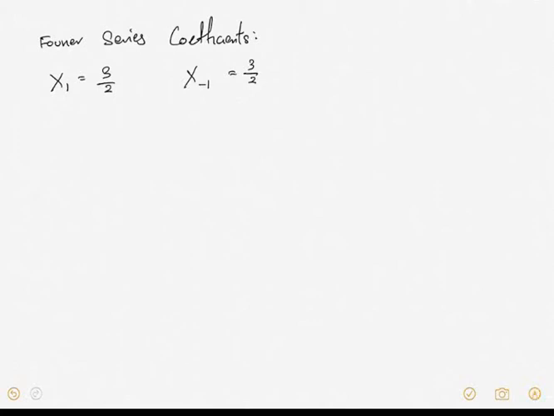When you plot it, you plot the magnitude of Xn: 3 over 2 and 3 over 2. So these numbers are real values.